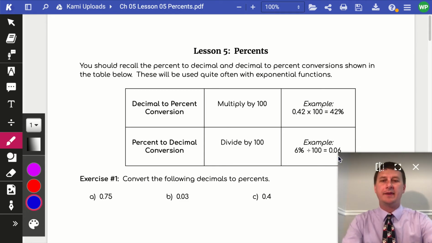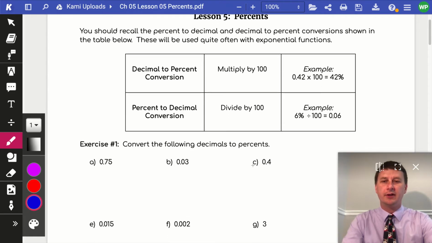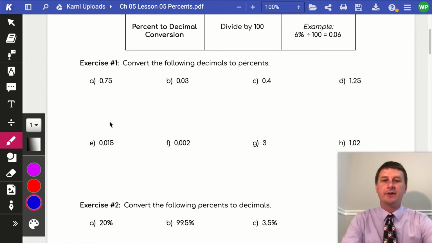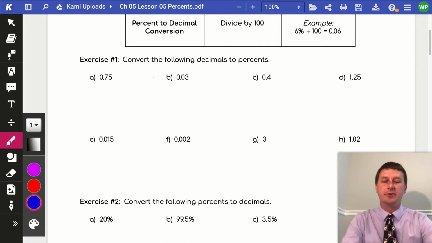So let's take a look at this table here where it says if we're converting from a decimal to a percent, we want to multiply the number by 100. So for example, if we had 42 hundredths, we'd multiply that by 100 and that would be 42%. If we're converting from a percent to a decimal, on the other hand, then we're going to divide by 100. So if we have 6% and we want that as a decimal, we divide that by 100 and we're going to get 0.06 or 6 hundredths.